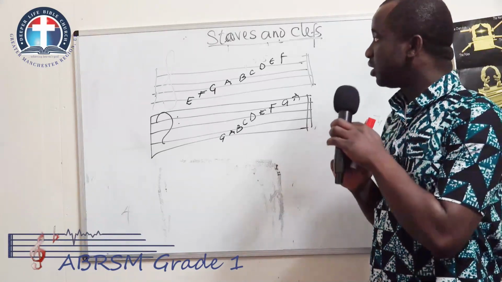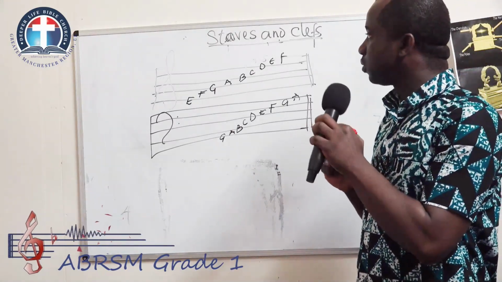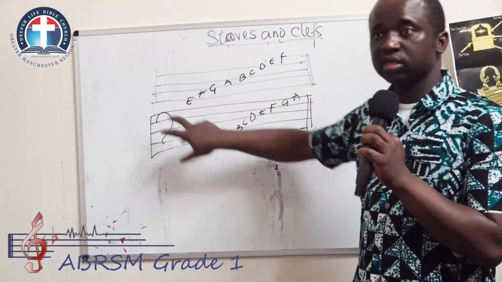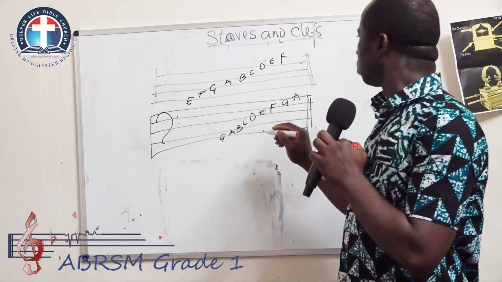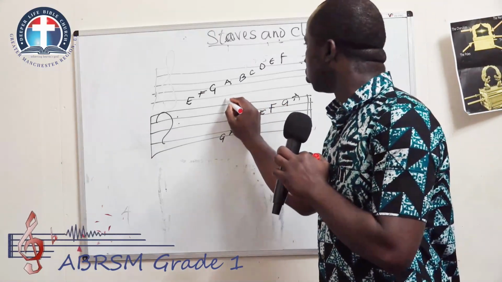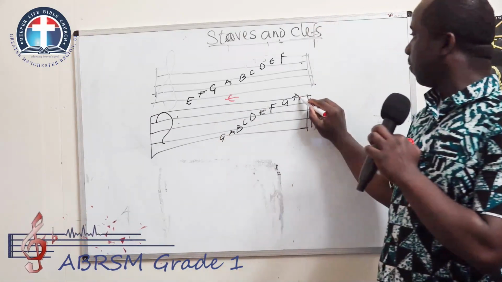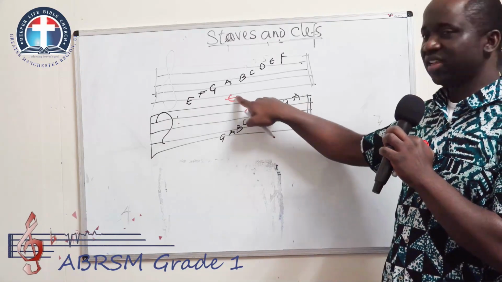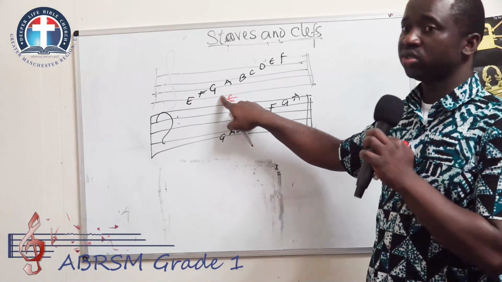You also need to know that this is the treble stave, because it has the treble clef, and this is the bass stave. In between these, you have what you call the middle C. This is A, then this space is B. Then you have the ledger line C.